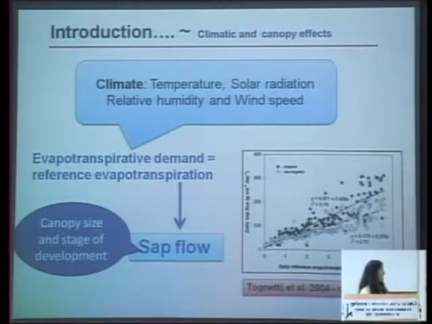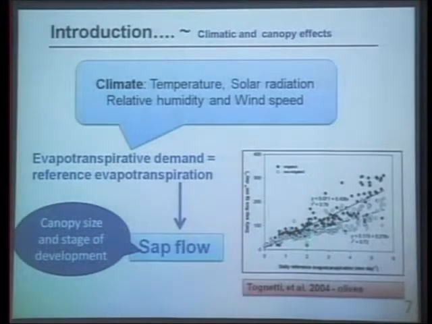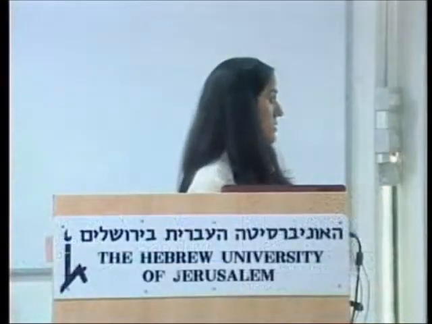This is justified from this graph from Tognetti et al. 2004 in olive tree. Here is daily sap flux in gram per cm square per day, and daily reference evapotranspiration in mm per day. And they found a significant relationship between evapotranspiration and daily sap flux in both irrigated and non-irrigated trees. So from this graph we can say that climate can affect the sap flow.